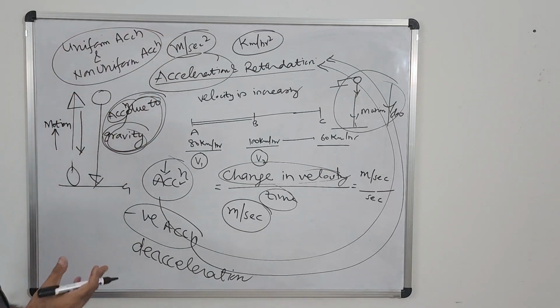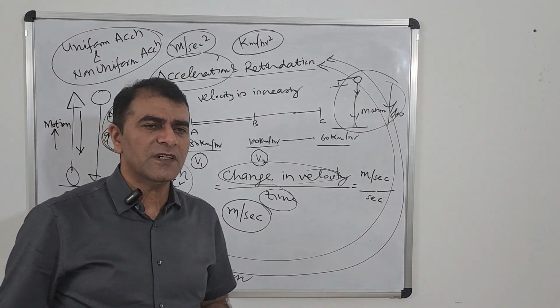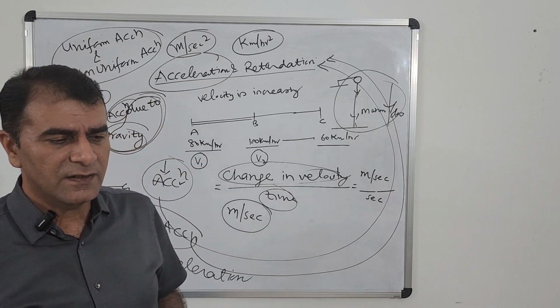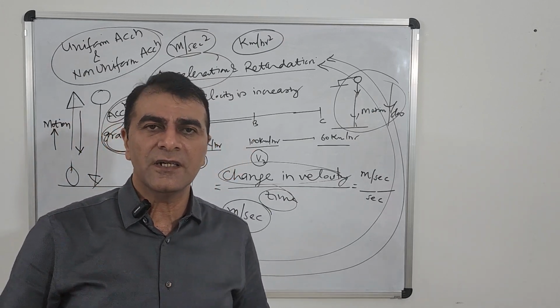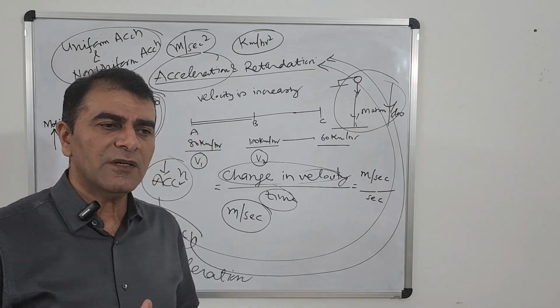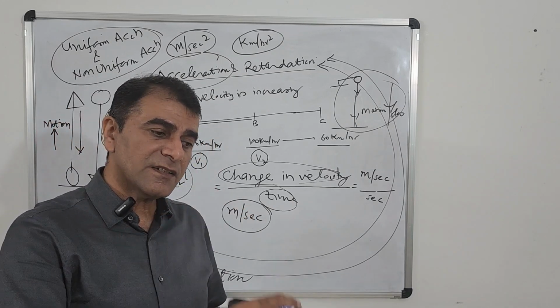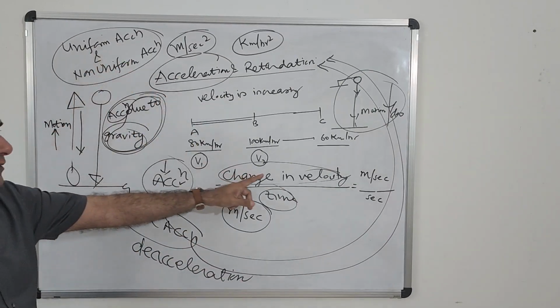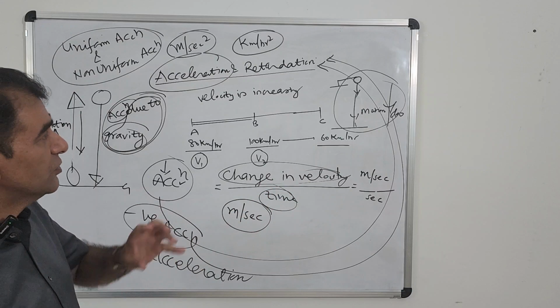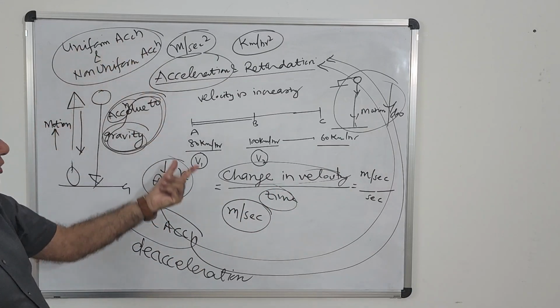What are these? Very simple. In the last lecture, I told you what is uniform motion. When the distance covered by an object is equal in equal intervals of time, motion is uniform. When I was telling you about distance, we were using the word distance. But what is acceleration?